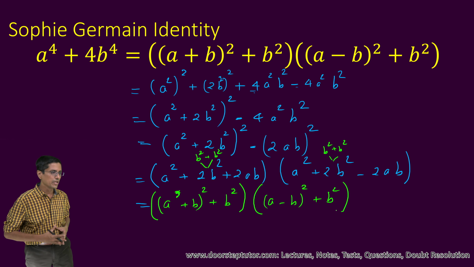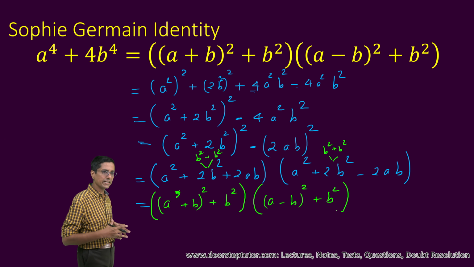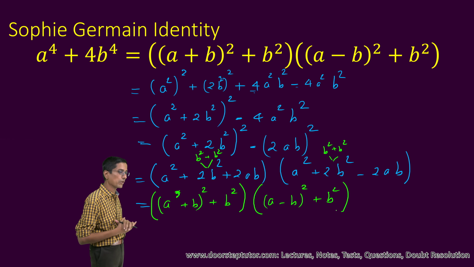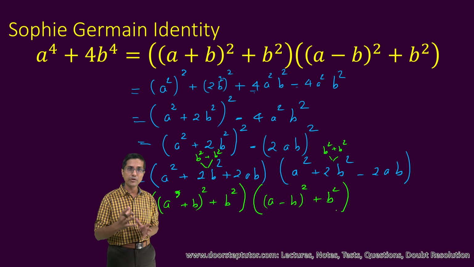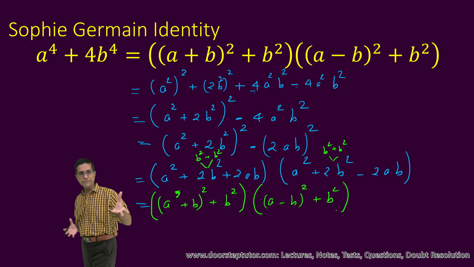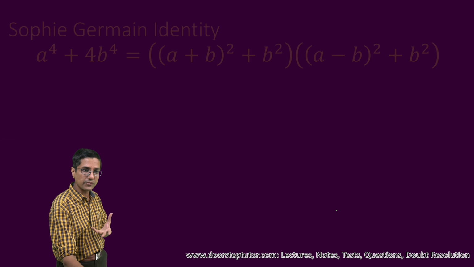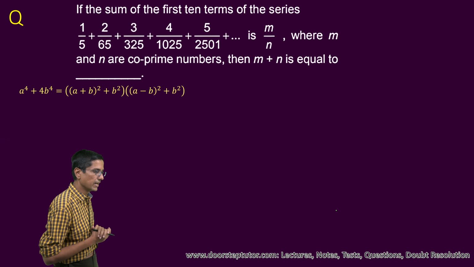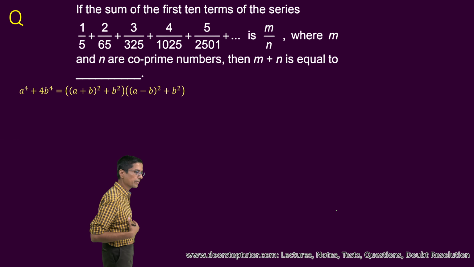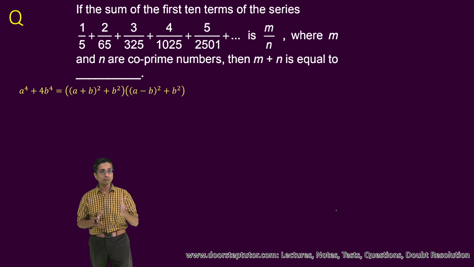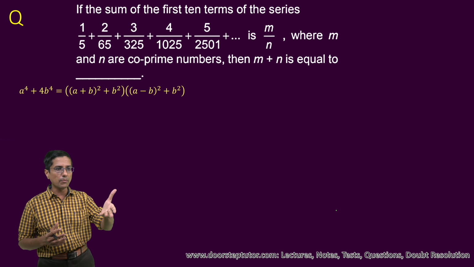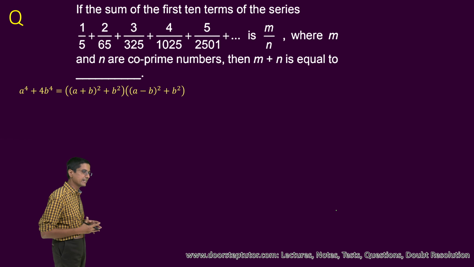Now of course you can read more about Sophie Germain's identity. Those of you who are preparing for the International Mathematics Olympiad or the RMO, Regional Maths Olympiad, we have already discussed this in our Doorstep Tutor lectures, but these problems are also now being asked in the JEE, so it becomes very important for us to actually look at some of these. So now in this problem, how do we apply this identity? Now that is the real question.